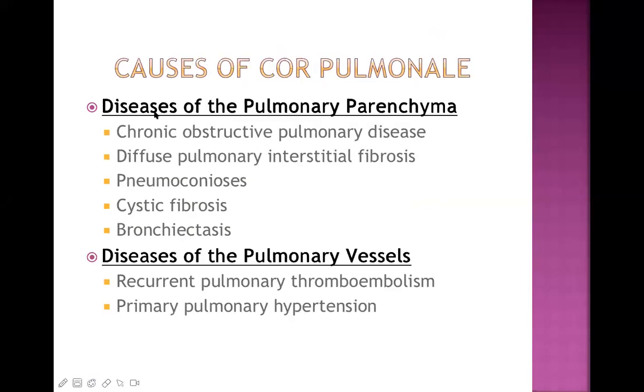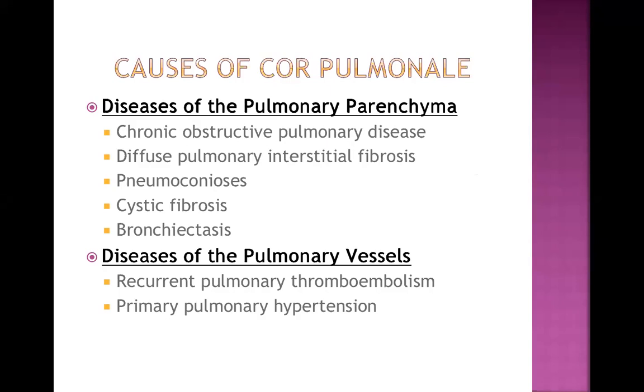Now see here, diseases of the pulmonary parenchyma. They are chronic obstructive pulmonary disease, COPD, chronic bronchitis, and emphysema. They are at the top of the list. They are so common in the general population, and both are caused mainly by smoking. They are very common in older age. After the age of 50 or 55, these diseases are quite commonly developed. Sometimes even a younger patient can develop chronic bronchitis.